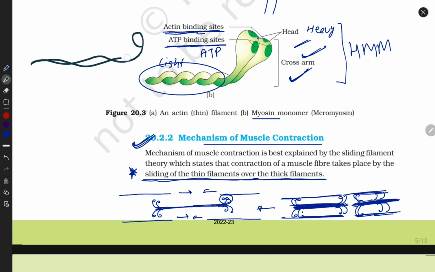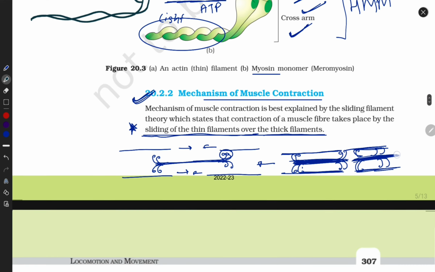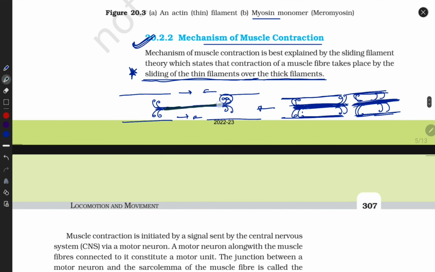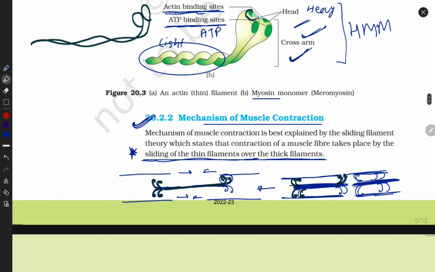Like this. Alright, guys. This is the myosin part, and these are the head part. They never attach in relaxed movement. And when contraction occurs, they attach with actin. They are actin binding sites here, attached with actin.